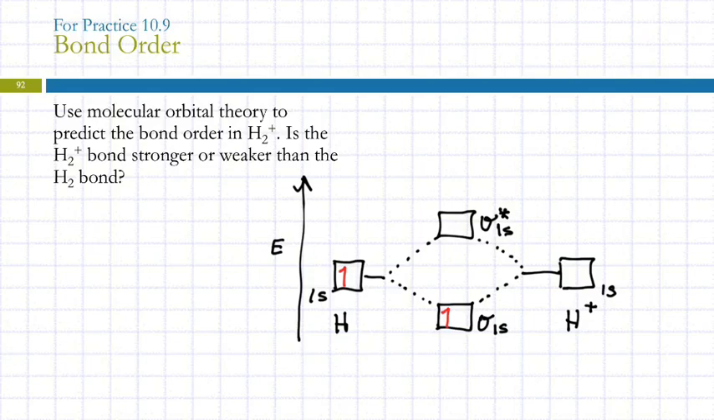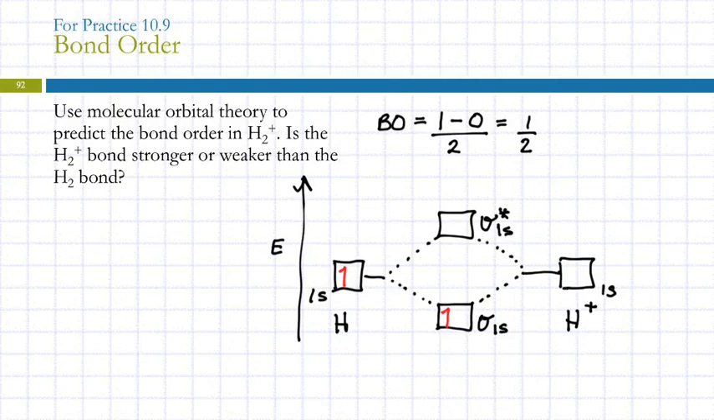So it's asking us to predict the bond order. So the bond order for this will equal the number of electrons in bonding orbitals, which is how many? 1. Minus the number of electrons in antibonding orbitals, 0, divided by 2. So bond order is 1/2.